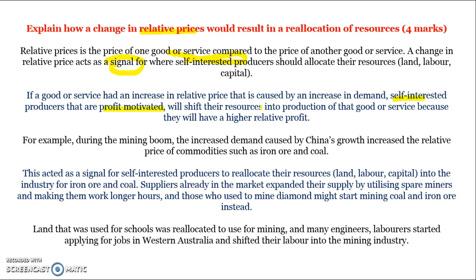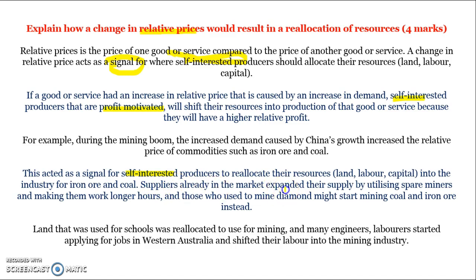For example, during the mining boom, the increased demand caused by China's growth increased the relative price of commodities like iron ore and coal. This then acted as a signal for self-interested producers to reallocate their resources, land, labour and capital, into the industry for iron ore and coal. And then explain what that means.